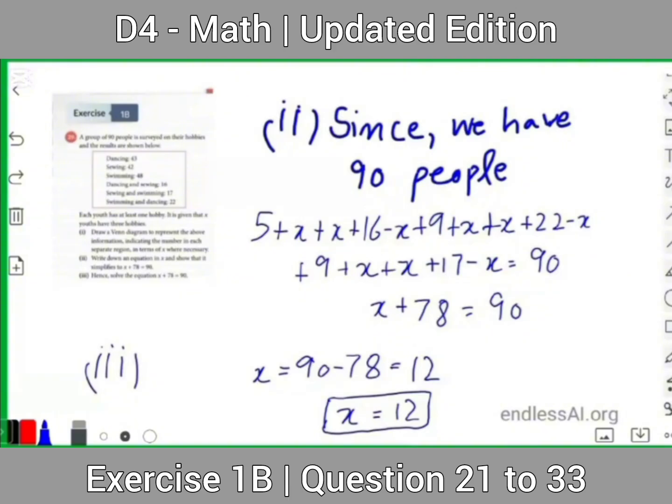Now in the third part, we have to solve the equation x plus 78 is equal to 90, and after simplifying it we will get x is equal to 12.